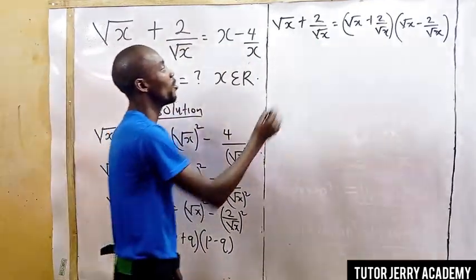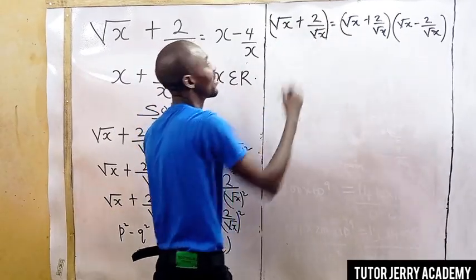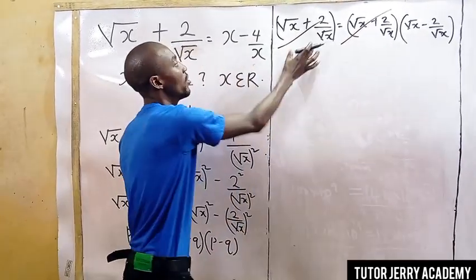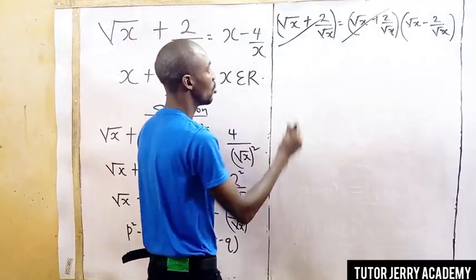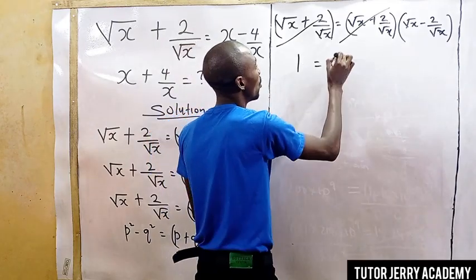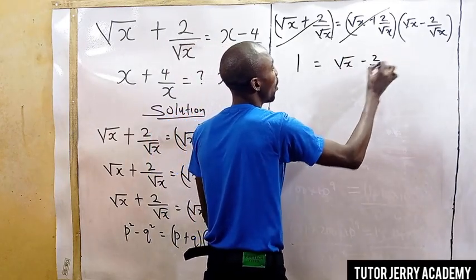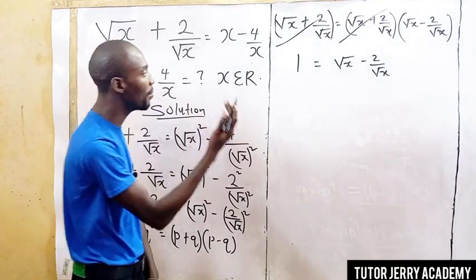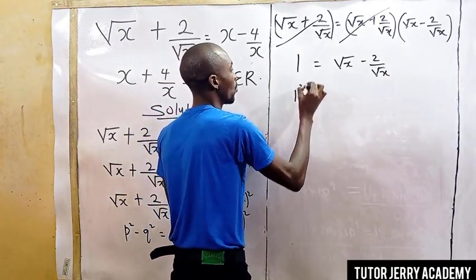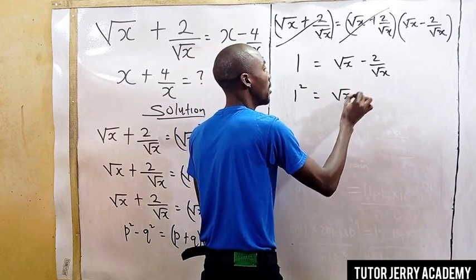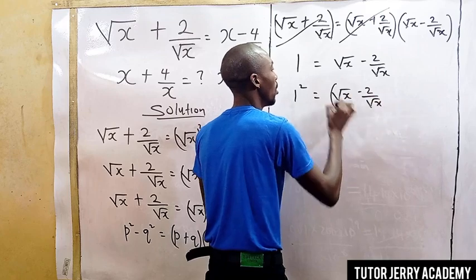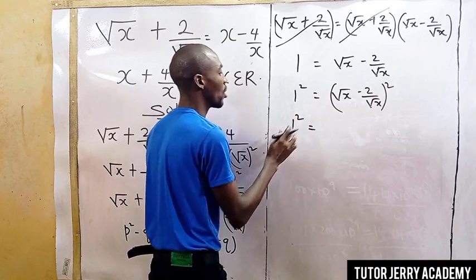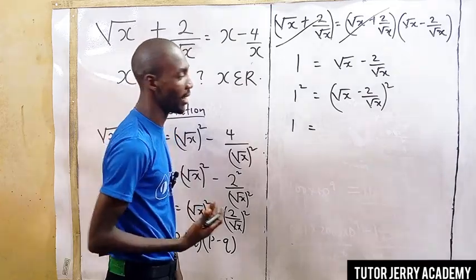All right. So what do you observe? If you look at the left hand side and the right hand side, we can divide through by this. This we divide by this, then we'll be left with 1 here. So 1 will be equal to root s minus 2 all over root s. All right, the next thing I'm going to do is square both sides. If I square both sides, I'm going to have 1 squared equal to root s minus 2 all over root s all squared. And 1 squared is the same thing as 1.